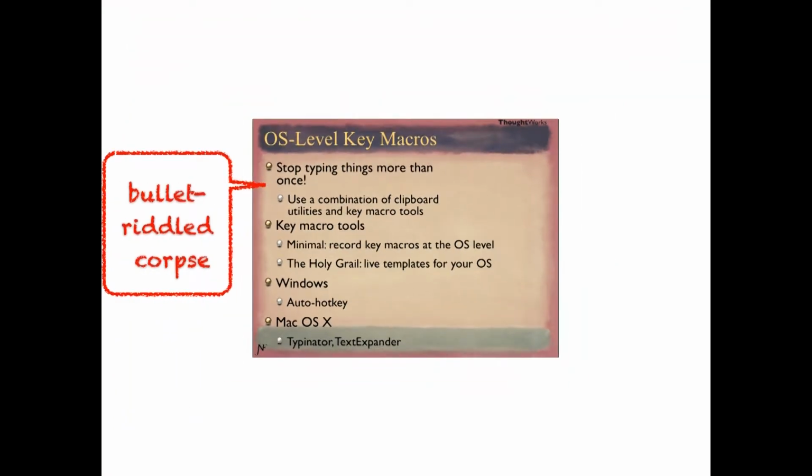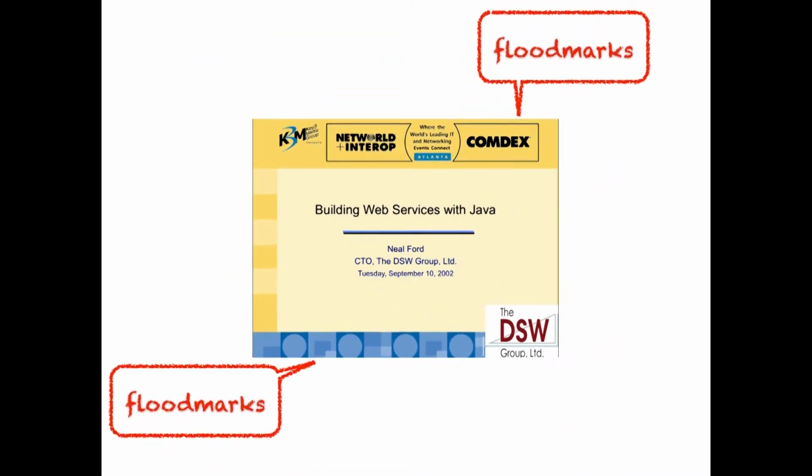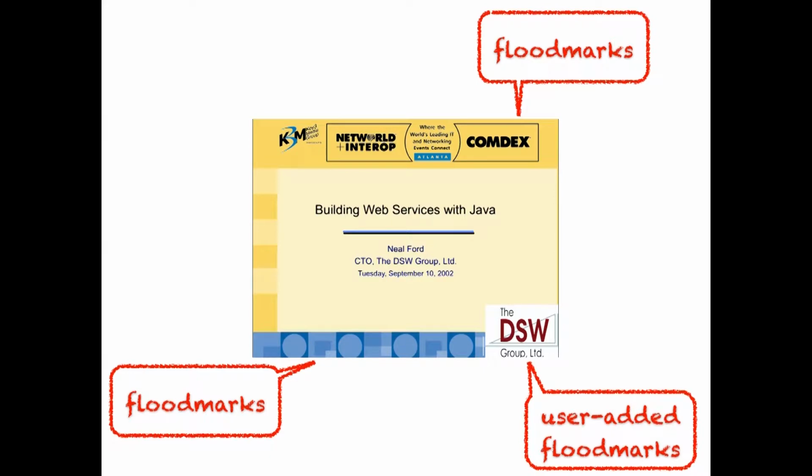Here's an example of an anti-pattern, this bullet-riddled corpse anti-pattern that I talked about before. Here's an example of a newer deck that I created after the one that I showed you before, and this also has a lot of bad anti-patterns like flood marks, including some user-created flood marks. The conference I was speaking at insisted on a bunch of flood marks, so I added my own and overlaid some of theirs, but that's never a battle you're going to win.